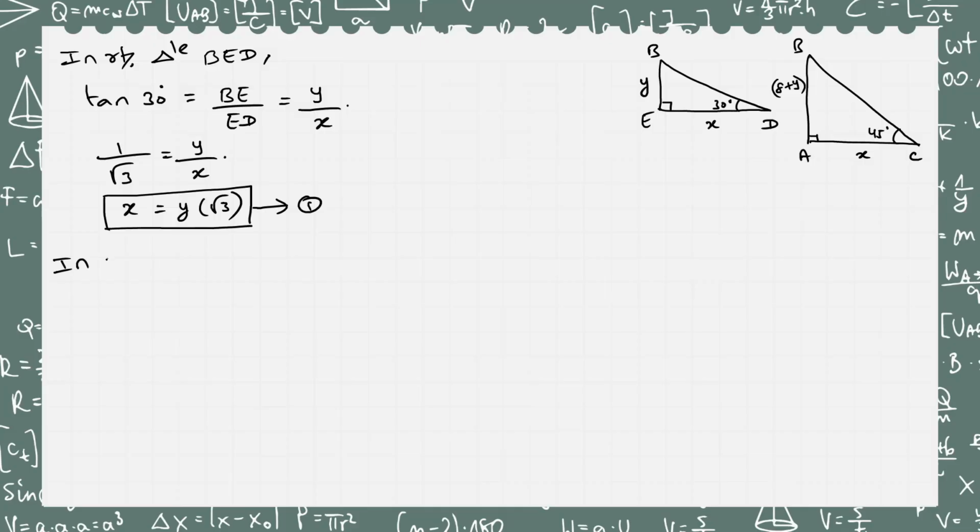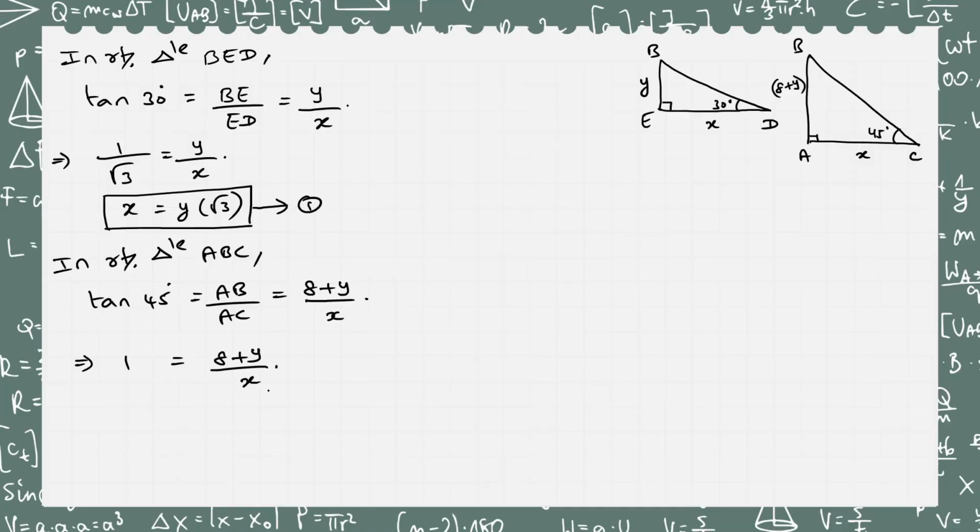Okay, let us take the next triangle. In right triangle ABC, there also I am going to apply tan only. Tan 45 equals perpendicular AB over base AC, and AB's value is 8 plus y, remember. AC is the same x. Tan 45's value is 1, right? So 1 equals 8 plus y divided by x. Doing cross multiplication, we get x equals 8 plus y. This we will save for later use, calling this equation 2.